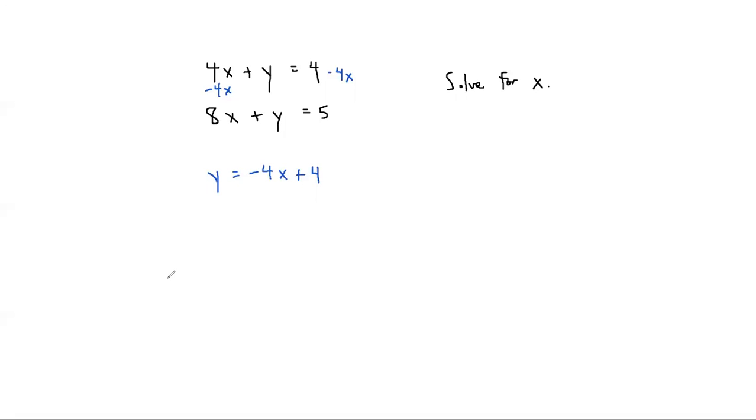The second equation can therefore be written as 8x plus -4x plus 4 equals 5. Combining like terms, we get 4x plus 4 equals 5. Subtracting 4 from both sides, we get 4x equals 1. And this yields the answer of x equals 1/4.